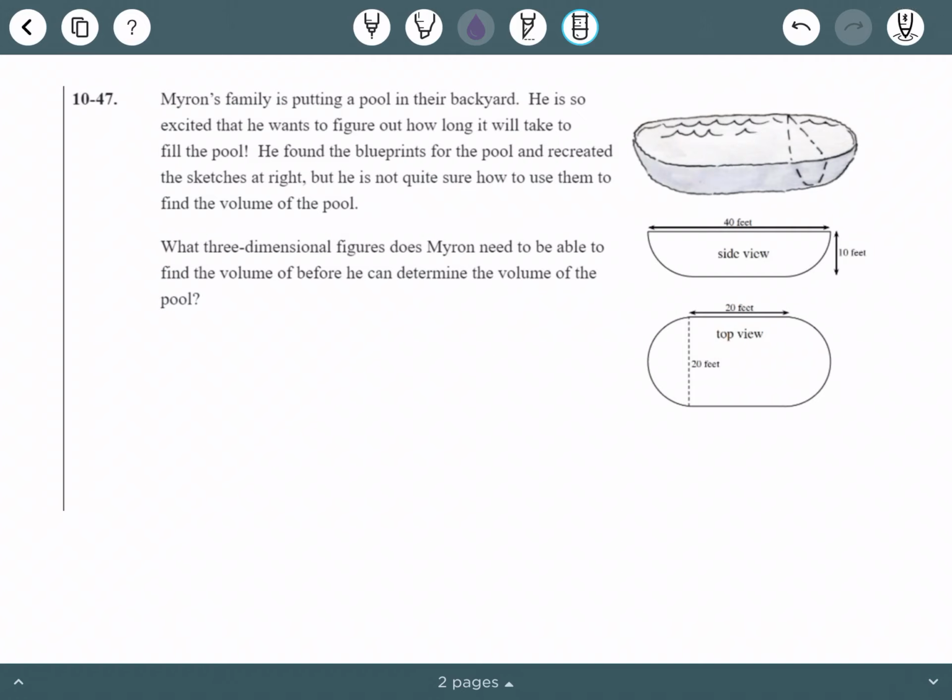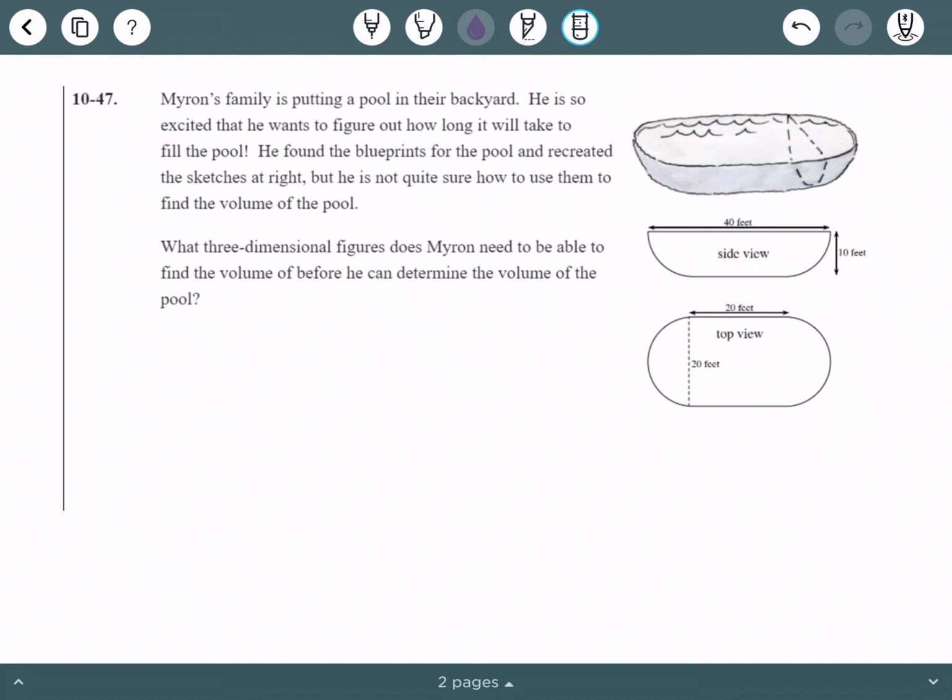Myron's family is putting a pool in their backyard. He is so excited that he wants to figure out how long it will take to fill the pool. He found the blueprints for the pool and recreated the sketches, but he is not quite sure how to use them to find the volume of the pool. What three-dimensional figures does Myron need to be able to find the volume of before he can determine the volume of the pool?